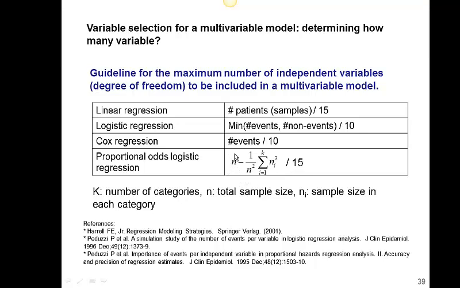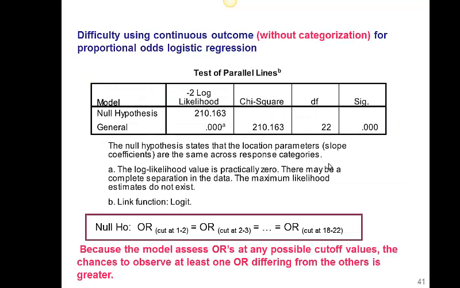N is the total sample size, and the same here. And n_i is the number of patients within each outcome category. So this whole part is the summation of the cubes of the number in each outcome category. Okay? You compute this whole thing out and divide it by 15. So this is the last slide, checking assumption.